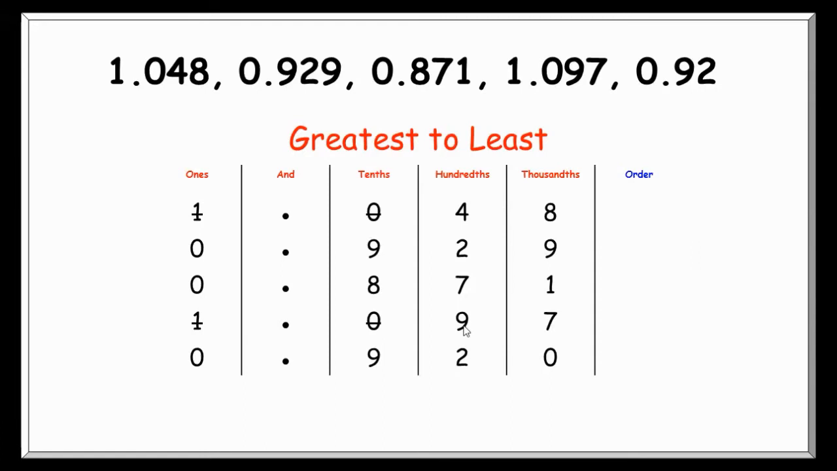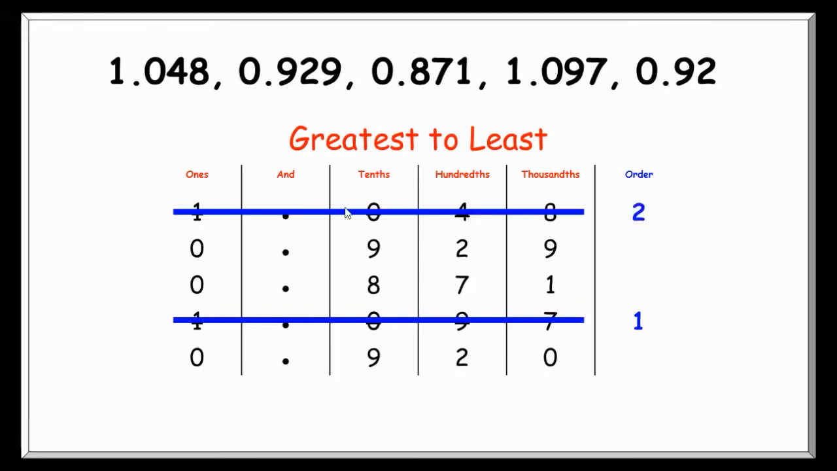Now 1 and 97 thousandths has a 9 in the hundredths place, and 1 and 48 thousandths has a 4 in the hundredths place. So 9 is the greater value digit, and therefore 1 and 97 thousandths is your greatest number. Once we've figured out 1 and 97 thousandths is our greatest number, we're going to cross it out because we're done with it. Now we know our second greatest number because we were just working with it. So 1 and 48 thousandths is our second greatest number. So now you cross that out, and now you only have three numbers to work with.